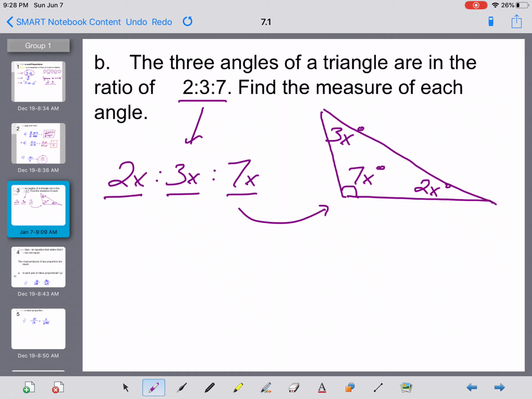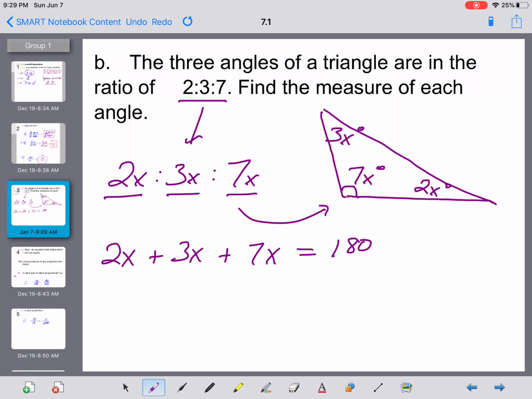Now, it doesn't really matter where you put those, but the important thing, and this is some first semester content that I think you guys know, is that in any triangle, when you add together the measures of your three angles, that sum is always going to be 180 degrees. So if we add these three angle measures up, we've got a 2x plus a 3x added to a 7x has to equal a sum of 180 degrees.